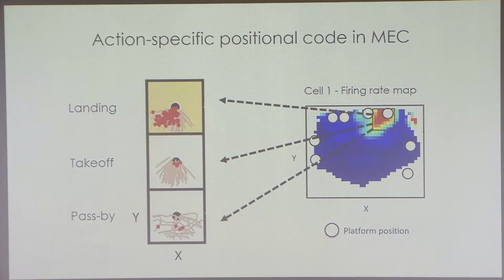And more importantly, because when we look carefully at the data that creates this firing field, and we divide it into the flights of landing, takeoff, and just passively flying by the same location. This is the vicinity of the platform. We see in gray the trajectories, and in red the positions of the spikes. So we see that this firing field was made predominantly from landing.